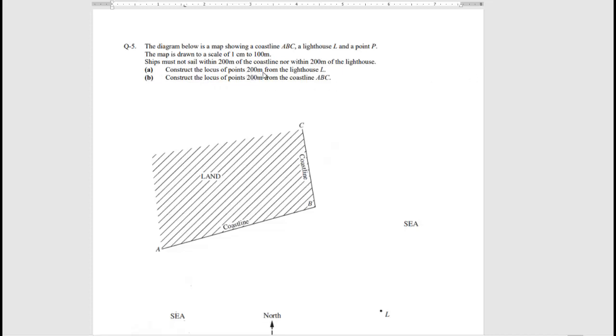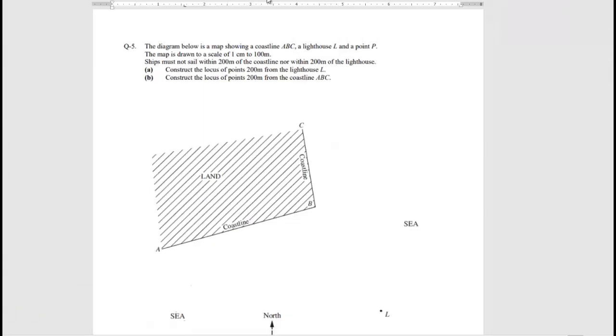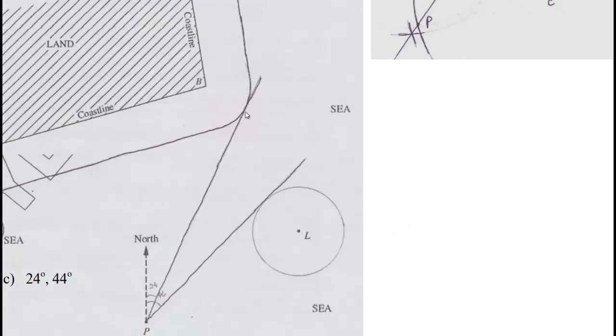A locus which is 200 meter from lighthouse L is a circle. It is a 2 centimeter circle from L. So this is a circle from L. And a locus which is 200 meter from coastline ABC is a parallel path that is 2 centimeter away from the coastline. And this is the parallel path which is 2 centimeter from the coastline. And you know from the previous question how to draw this parallel path and the circle.